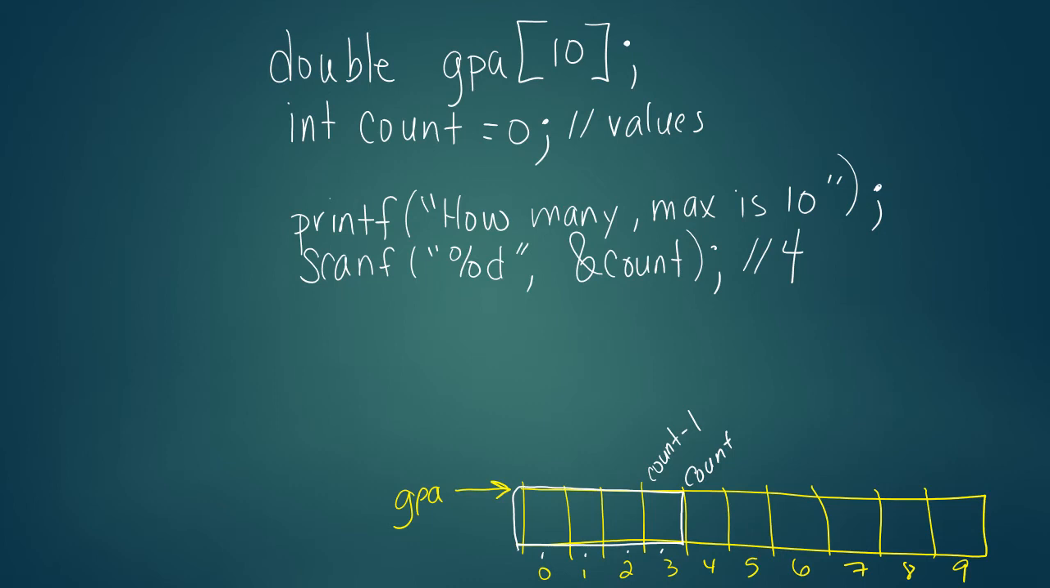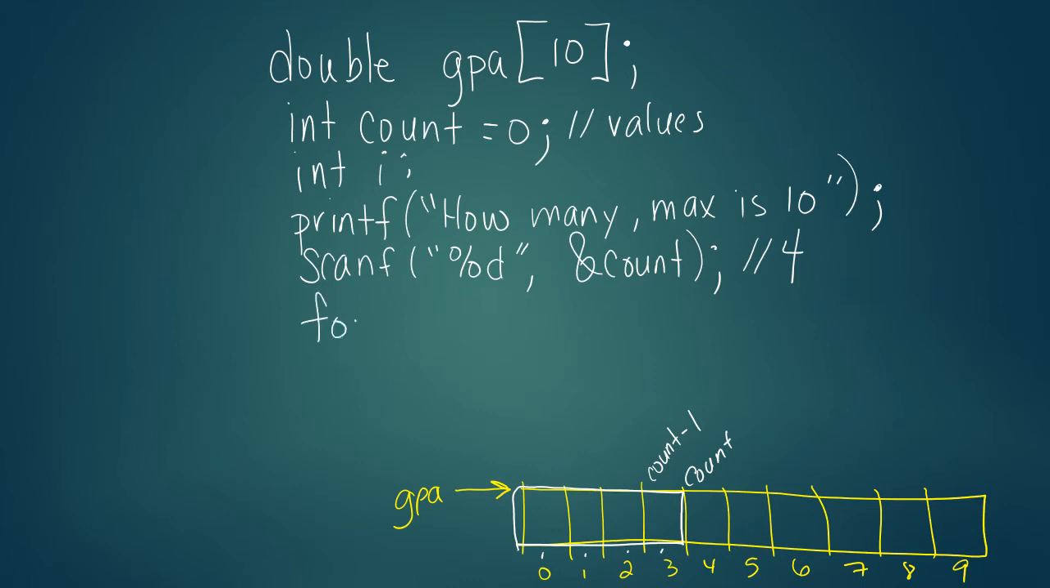Now if another time the user enters a 7, 7 would be the count and 6 would be count minus 1. So how do I use this? Well, I will declare an integer I up here, and I will write a loop and scan in and fill in the GPAs into the 4 first elements of the array.